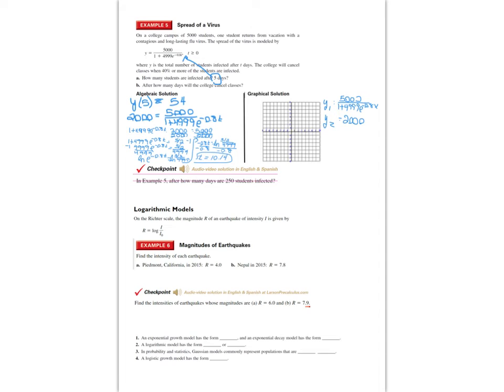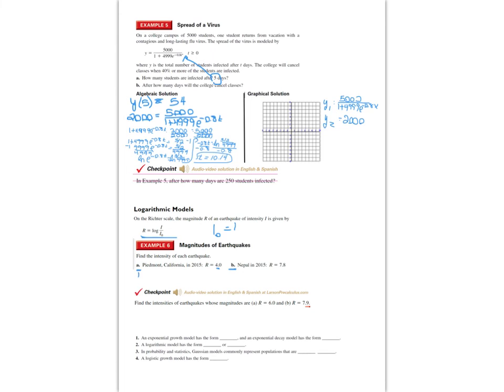Okay, so now we're looking at earthquakes, and this is the Richter scale. This is the magnitude that they use. So these are some examples of earthquakes, and we want to find the intensity of each earthquake. So what we need to do is take the magnitude. You see that R is equal to 4.0. So our I sub 0, our initial amount, is always 1. So we just replace it with 1.